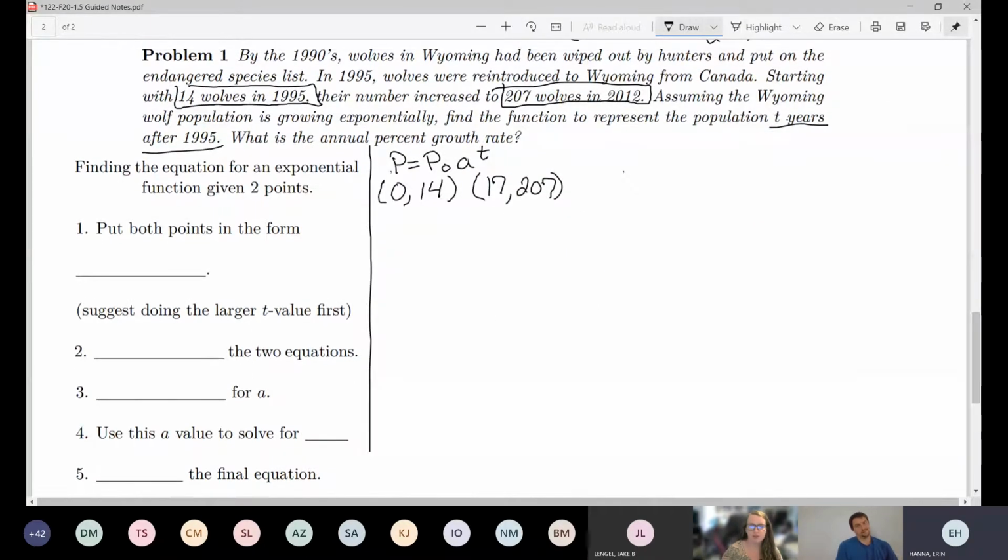So now that we have the 2 points we know we want to work with, we can now go about finding the equation. Now this process is a bit more lengthy than the linear process, but we've got to do it. So the first thing we're going to do is put both points essentially into the format of the equation that we're going to want.